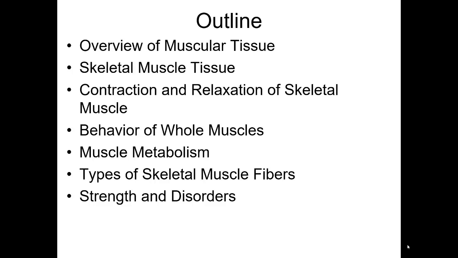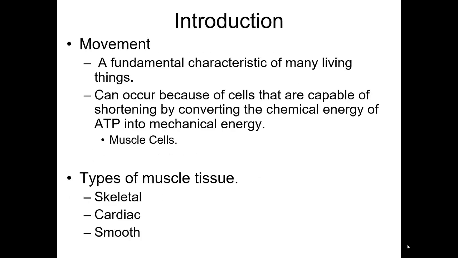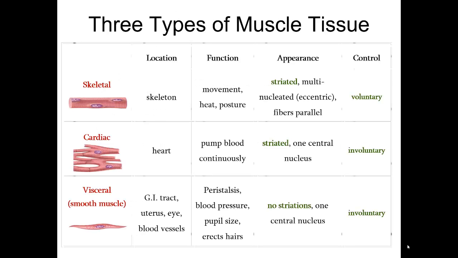So when we talk about muscle tissue, we're going to talk about what the functions of muscles are, what the structure of muscle tissue is, and the different types of muscle tissue. Muscle is a fundamental characteristic of many things. It is essential to generating ATP, or adenosine triphosphate. We have 3 different types of muscle tissue: skeletal muscles, cardiac muscles, and smooth muscles. This table describes the different types of muscle tissue.